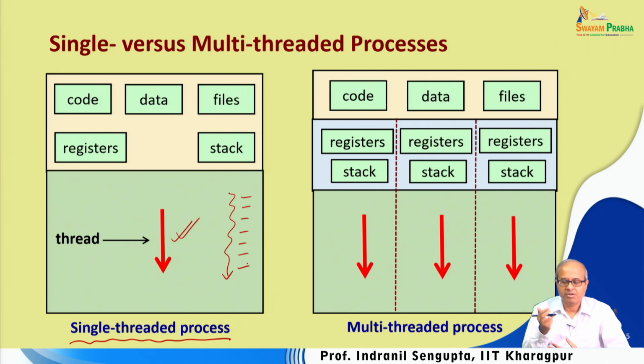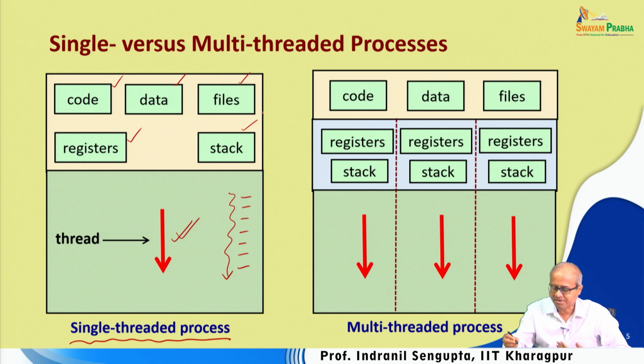Now, this process contains so many things. It contains a code, it contains data, it contains the list of open files, registers, stacks, and of course, heap is also there. I am not showing heap here. So, if there is another process, they will have a similar thing, code, data, file, register, stack, everything will be different. This is for a process. If there are multiple processes, the same thing will get replicated several times.